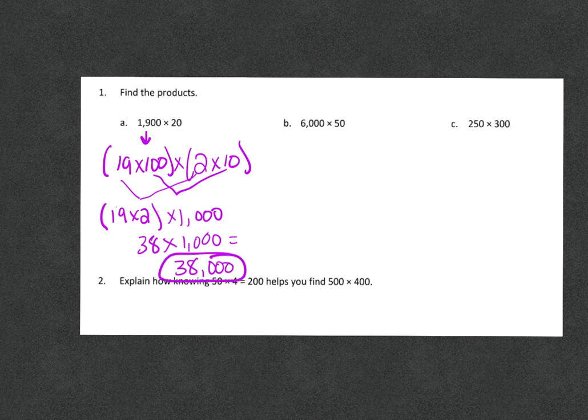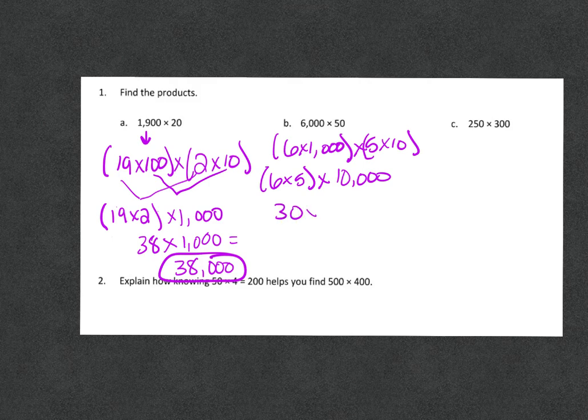So 6,000 times 50, you're going to turn your 6,000 to 6 times 1,000 times 5 times 10. You're going to multiply your 6 and your 5, and then multiply your 1,000 and your 10 to give you 10,000. Your 6 times 5 gives you 30 times 10,000, and when you multiply those, this gives you 300,000.